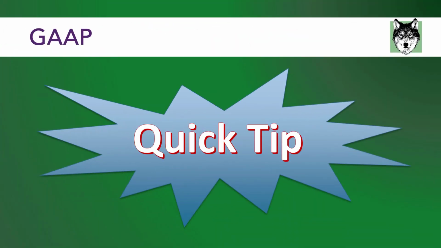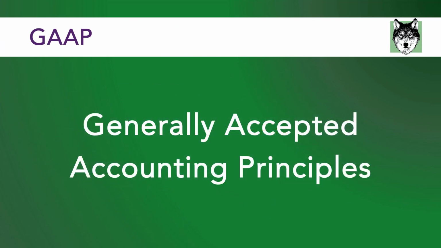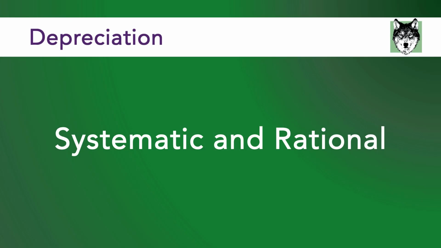Let me explain what's going on in a big picture sense. So we're going to talk about GAAP for a minute here. Quick tip. GAAP stands for Generally Accepted Accounting Principles. These are the accounting rules that are followed in the United States. GAAP is the rule book that we have to follow, and GAAP talks about how to do depreciation. So what GAAP says about depreciation is that businesses must depreciate their assets in a systematic and rational manner. So there is flexibility here for a business to choose a method that fits their business and fits their industry, but they have to choose a method that is systematic and rational.